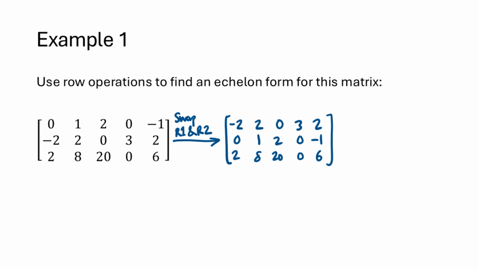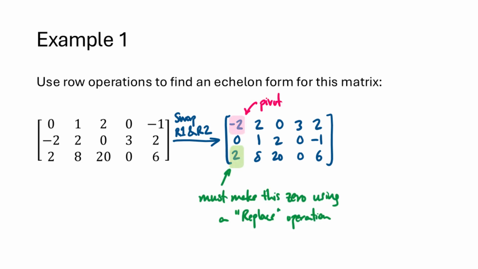So once we swap row 1 and row 2, we get a new matrix that has our pivot in our upper left-hand corner, which is that number -2. Now, what do we need to do with that pivot? Well, remember our condition for echelon form is that the entries in our matrix below each pivot must be zeros. So the 2 that I have highlighted below the pivot -2 must be a 0, and I'm going to turn that into a 0 using a replacement operation.